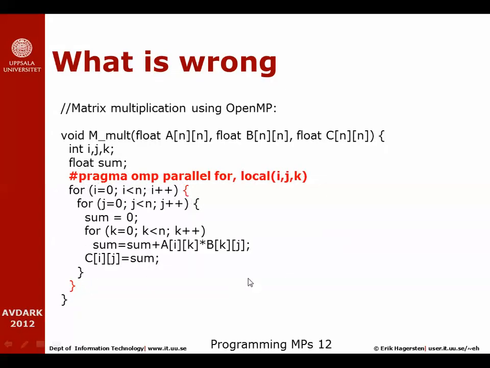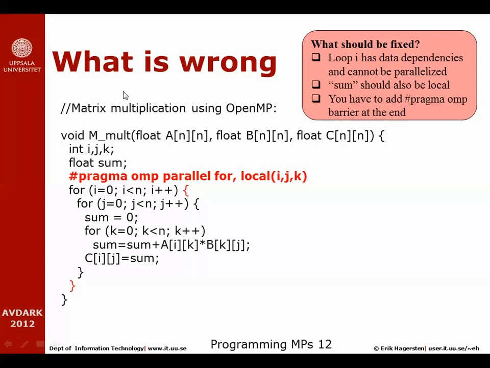Okay, that was OpenMP. I would like to take a look at this code, and there is something wrong with this code, and I want you to figure out what's wrong. So as you may have noticed, it's the sum. The local variable list here doesn't contain sum. That means that all the threads created here will share the variable sum, so that they will overwrite each other in this statement over here, and that clearly was not the intention.